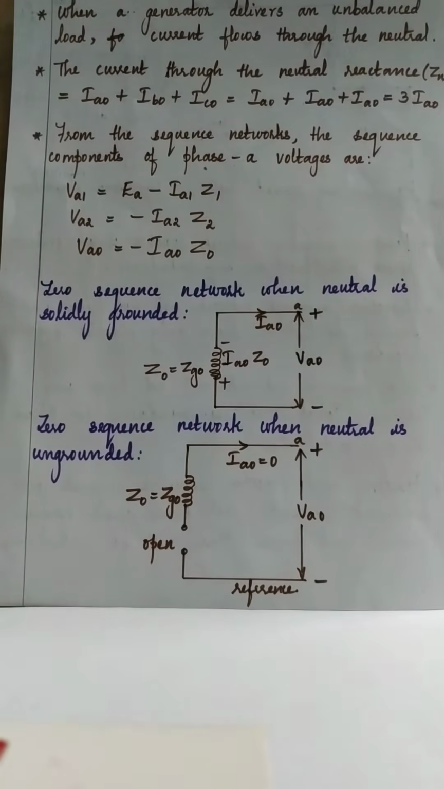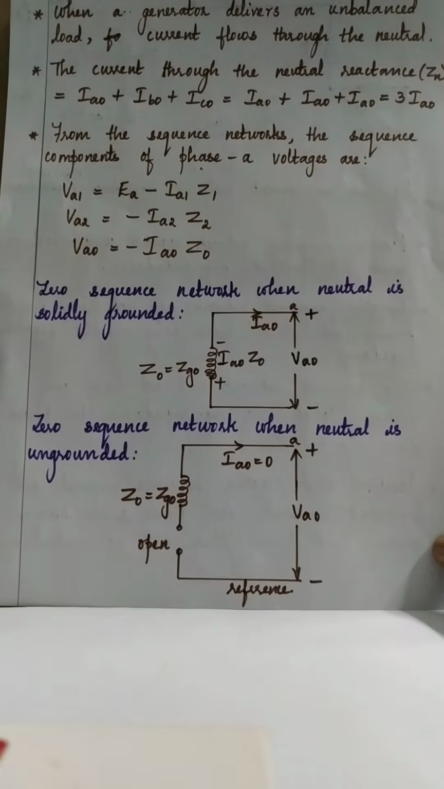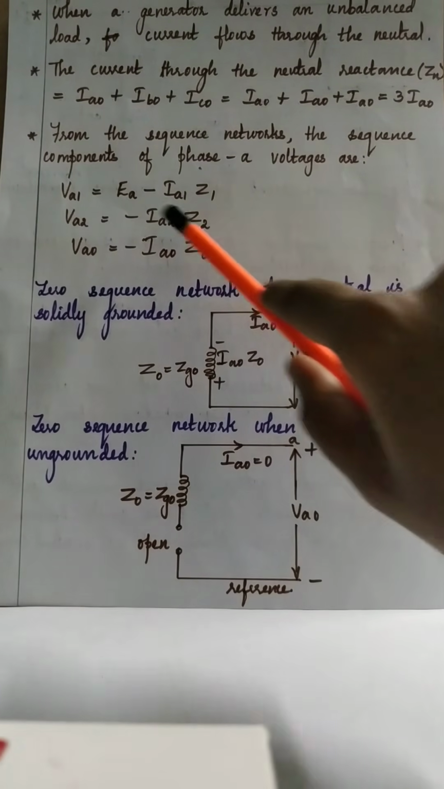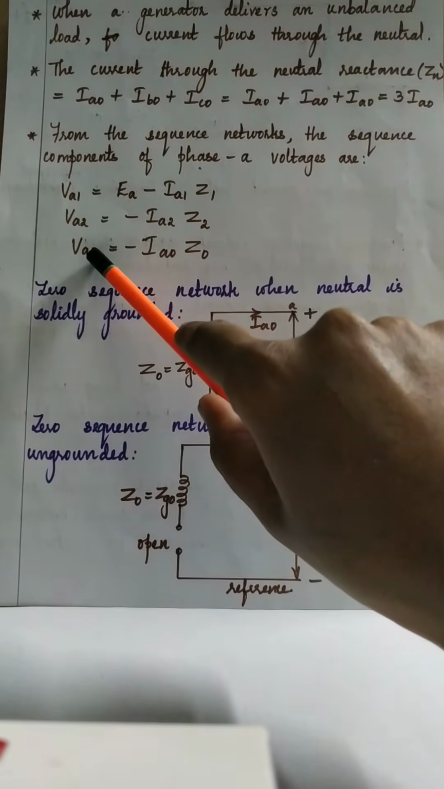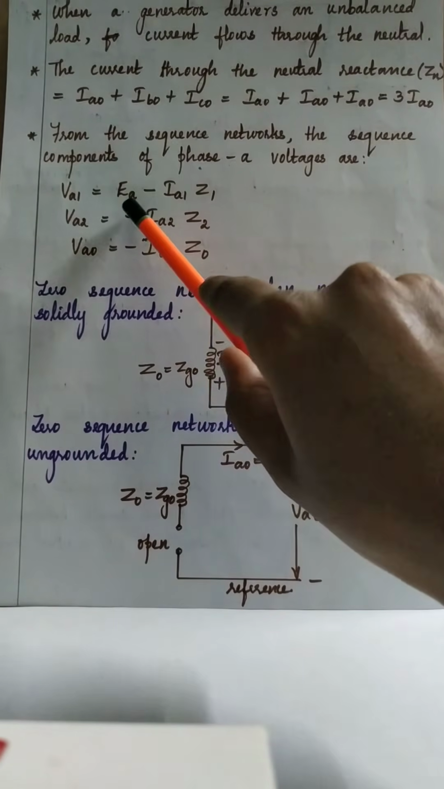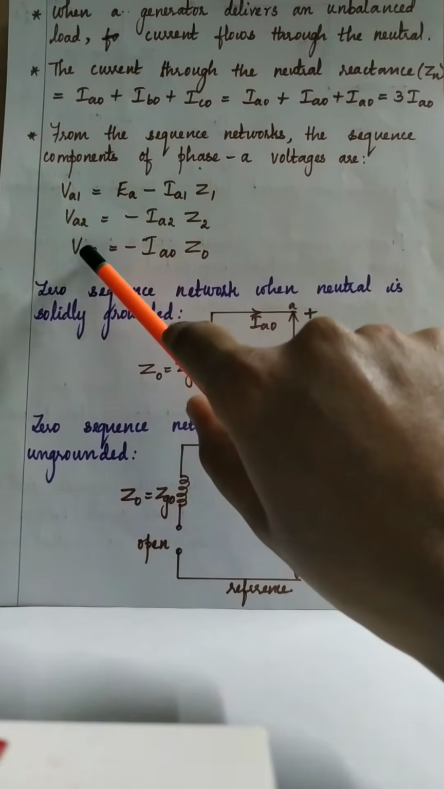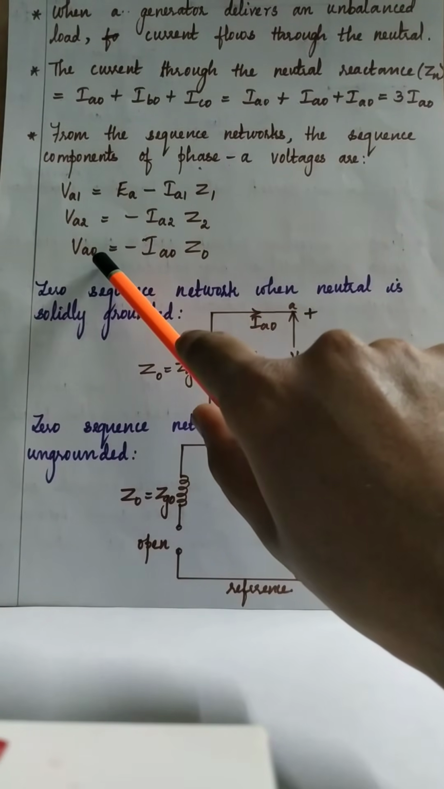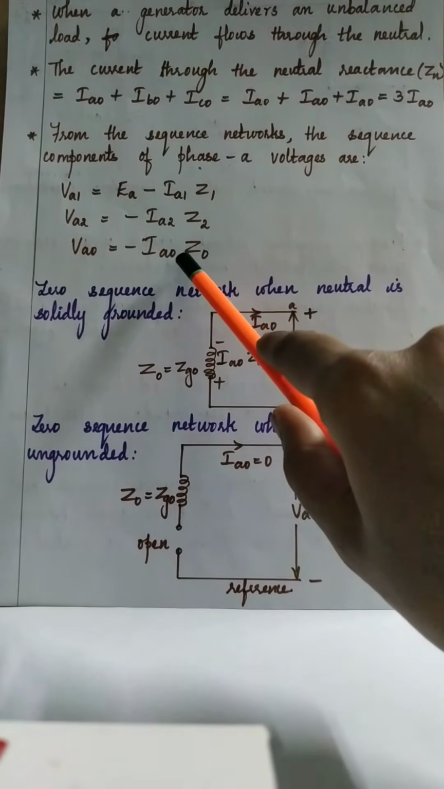When the generator is delivering an unbalanced load, current flows through the neutral. The current through the neutral reactance is 3 IA0. So from the sequence networks, we can arrive at the following equations: VA1, VA2, VA0. Those are the sequence components of phase A voltages: positive sequence component, negative sequence component, and zero sequence component of phase A voltages.